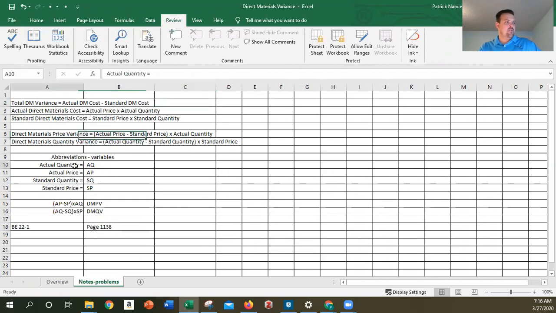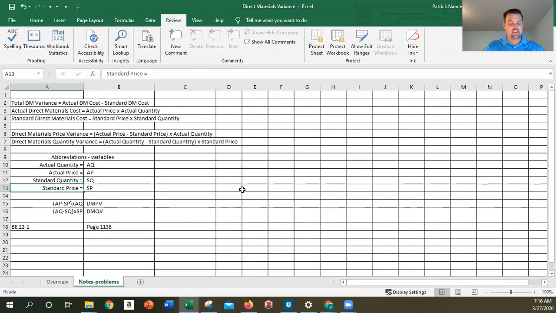And then I've shown what my abbreviations are here, because typically in this chapter I use the abbreviated version just so I don't have to type out quite so much. But it's, I think, fairly self-explanatory. AQ is actual quantity, AP is actual price, SQ is standard quantity, and SP is standard price. So those are the different variables. So that's the overall one, and that one is kind of a repeat from what we said before.